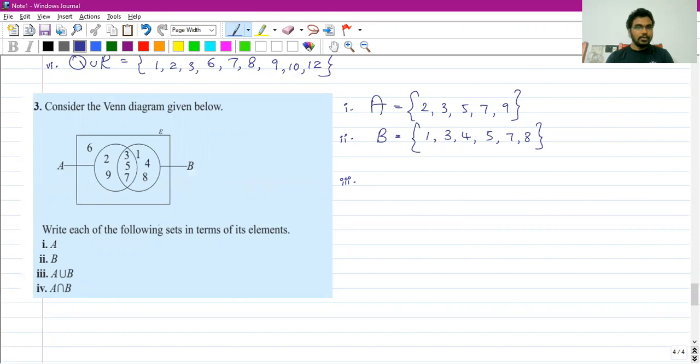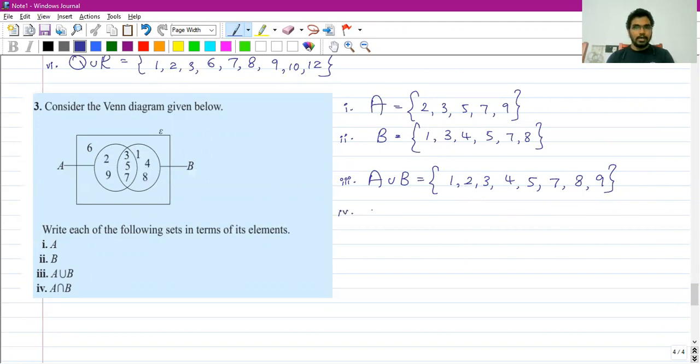So we can say A union B. A union B means all the elements. That means here, this all shaded part is A union B. So A union B is equal to 1, 2, 3, 4, 5, 7, 8, 9. So all the elements inside this shaded part are included in this set.